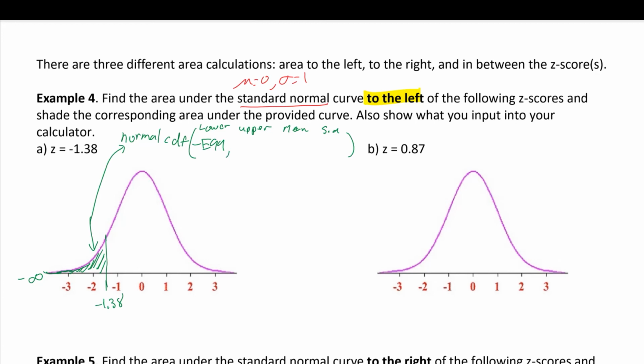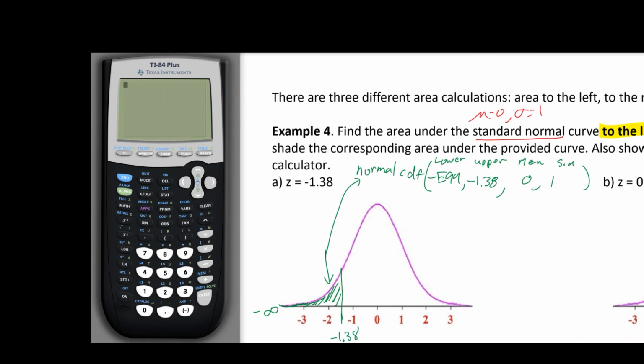The upper bound, or the rightmost bound, is negative 1.3938. The mean, since we're dealing with the standard normal, is 0. Standard deviation is 1. All right, let's switch over to the calculator. From a fresh home screen, you want to make sure that it's all cleared out. Let's go to second distribution. Again, we see a normal PDF and a normal CDF. We will never use a normal PDF in this class. We're always going to use normal CDF.